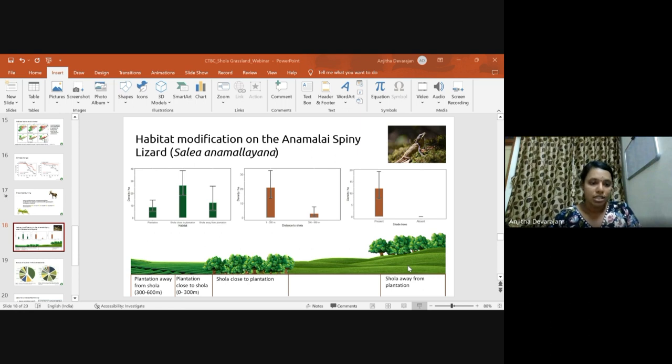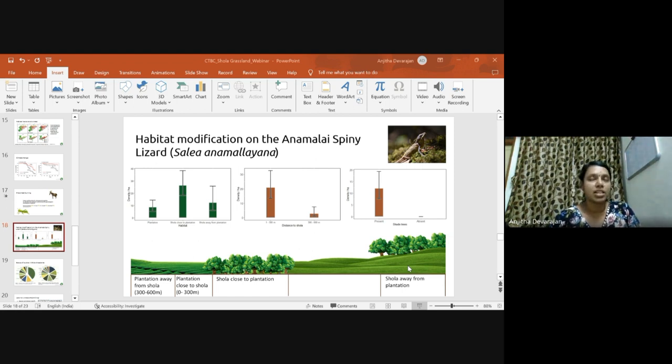What I found was the density was higher in the disturbed habitat compared to the undisturbed habitat and also the tea plantations. And within the tea plantations, the density was higher in plantations close to the Shola forest compared to plantations away from the Shola forest, which might indicate that these lizards are using the tea plantations as a refuge, or they are moving out of the Shola into the tea plantations, or they are acting as a sink population. And it was also found that these lizards are found in tea plantations with shade trees only.